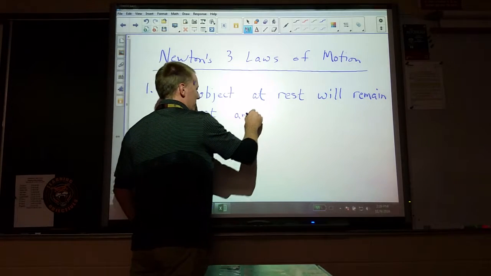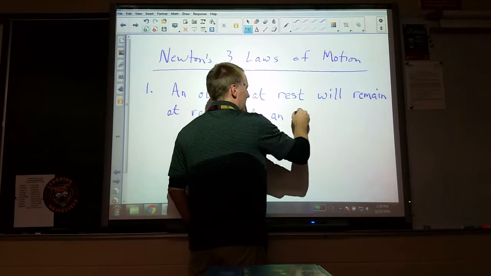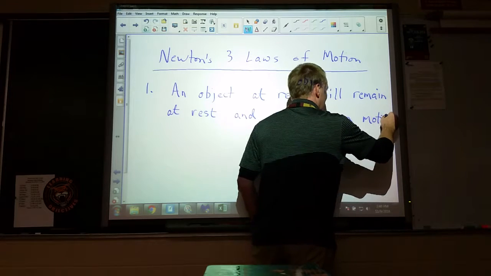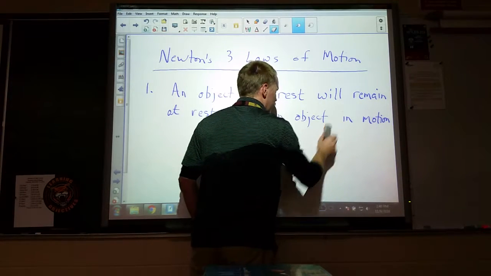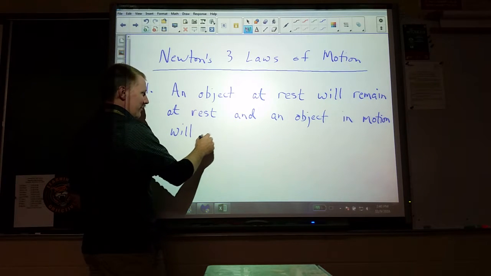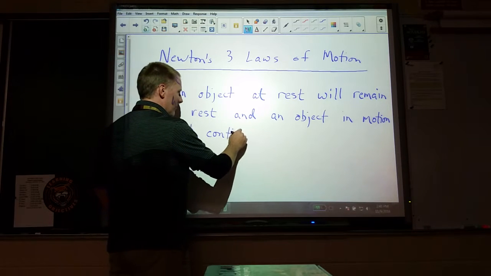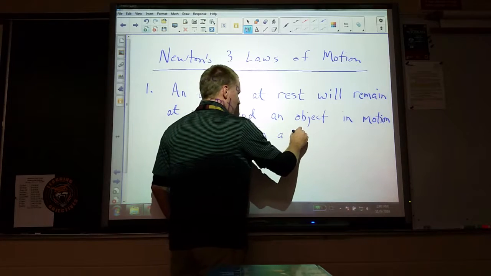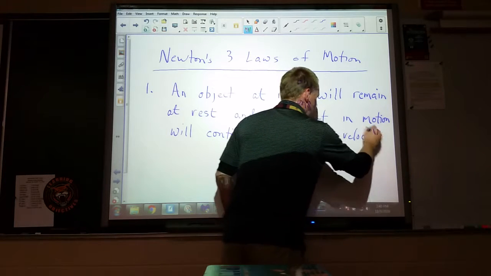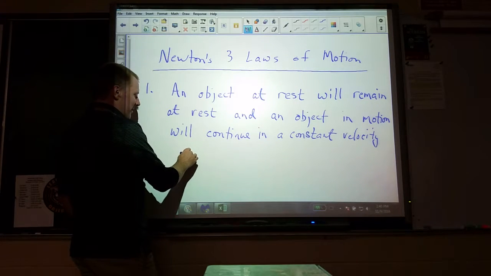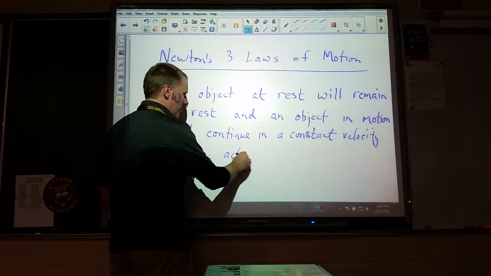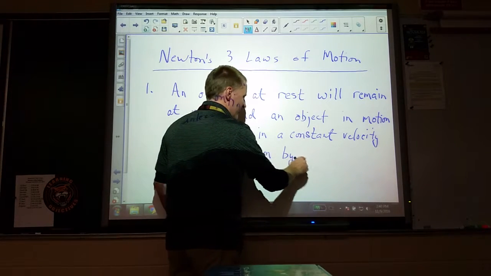And an object in motion will continue at a constant velocity. So that's important too. Unless acted on by an unbalanced outside force. Well, let's just say an unbalanced force.